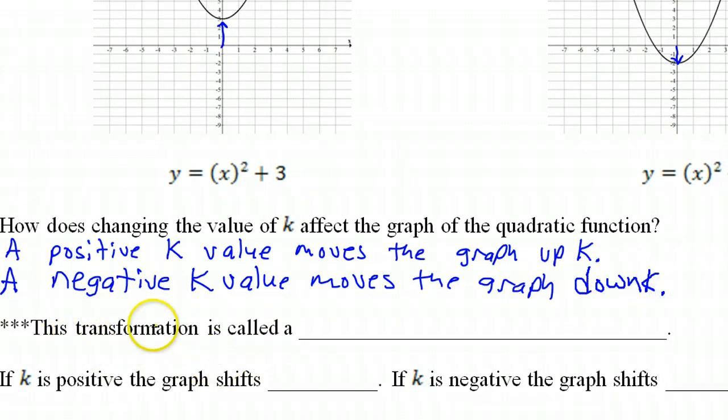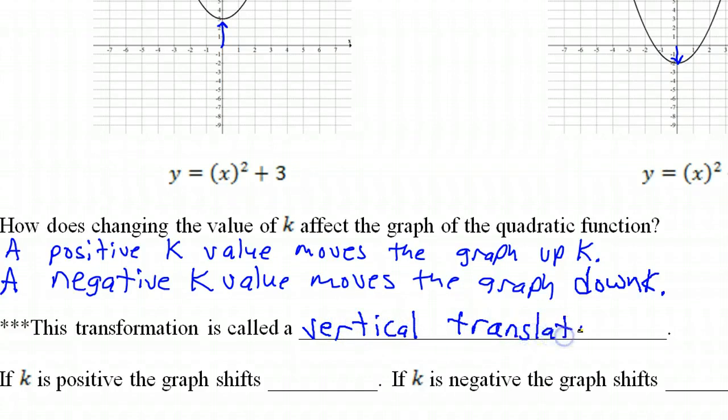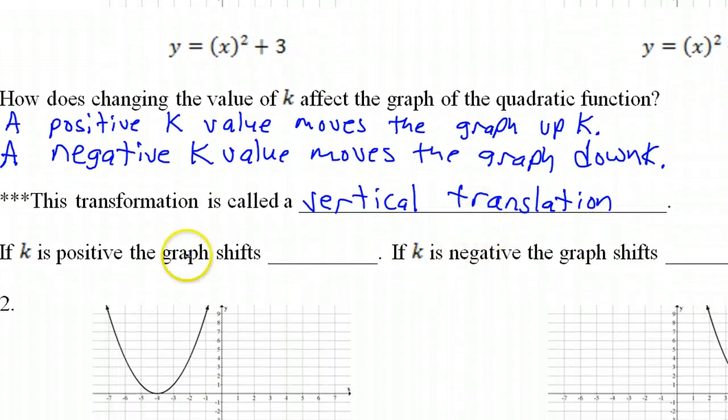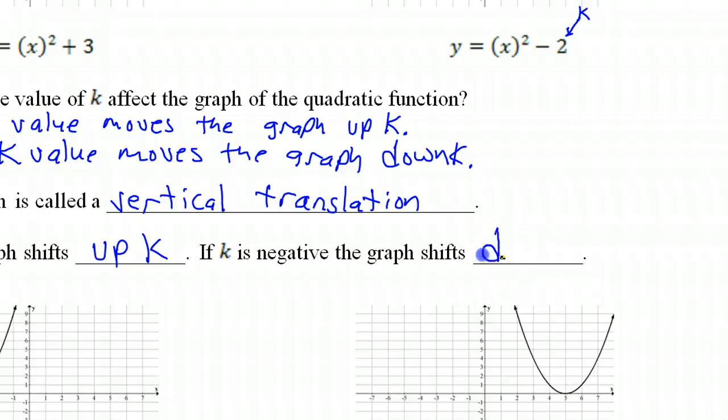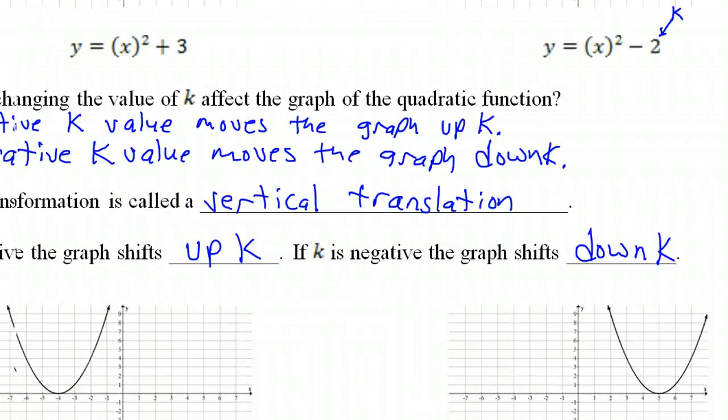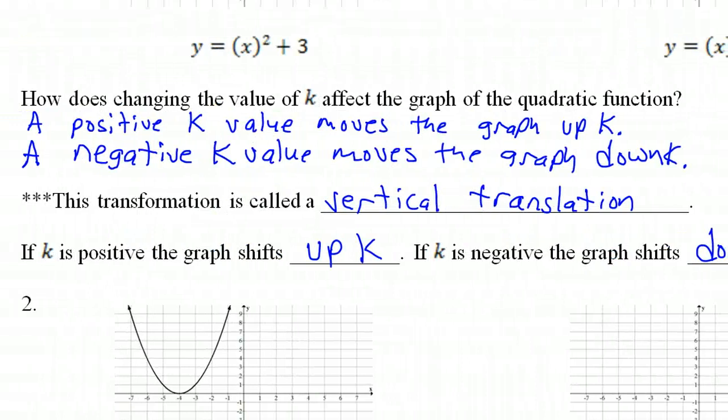A transformation like this is called a vertical translation. If k is positive, the graph shifts up k. If k is negative, the graph shifts down k. All right, fantastic.